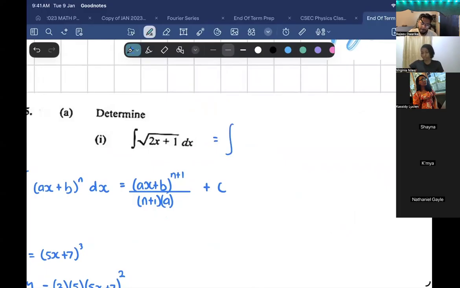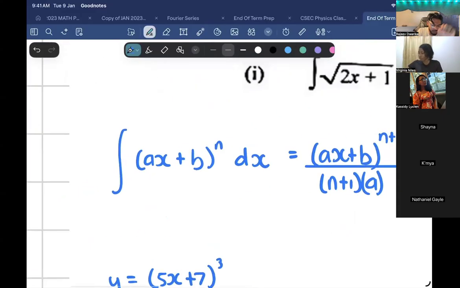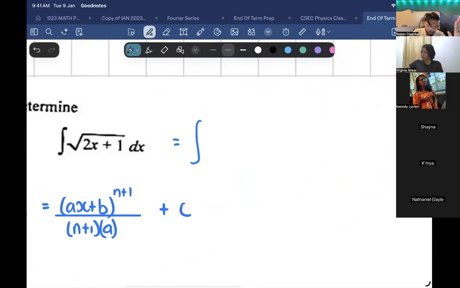Take your time. We use this rule anytime you have a binomial term raised to a power. So what does square root mean? Not to the power of 2. To the power of a half. Right, to the power of a half. So I'll put 2x plus 1 in brackets and raise it to what power? A half.